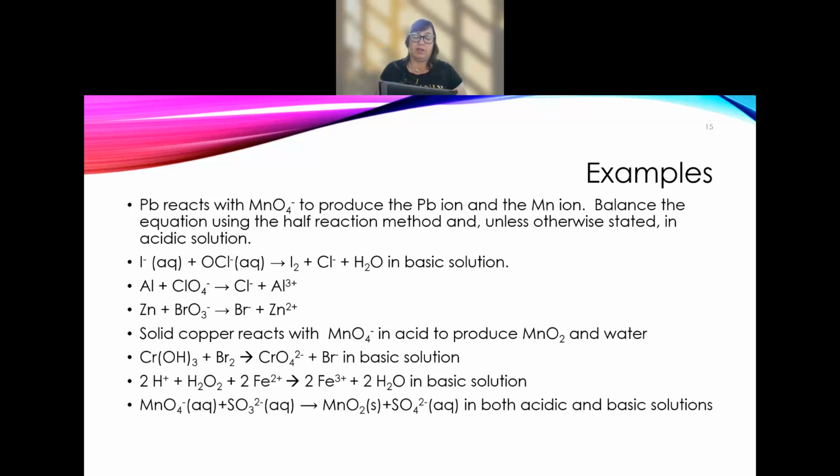So that's that one. In order to make the electrons the same, I need to multiply the aluminum by 8 and the Cl by 3. That gives me 8Al goes to 8Al3 plus plus 24 electrons. And that gives me 24H plus 24e minus plus 3 ClO4 minus goes to 3 Cl minus plus 12 H2O. We then add and simplify. It gives me 8Al plus 24H plus 3 ClO4 minus goes to 8Al3 plus 3 Cl minus plus 12 H2O.